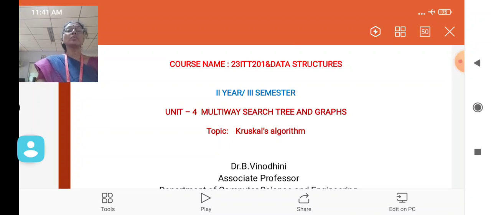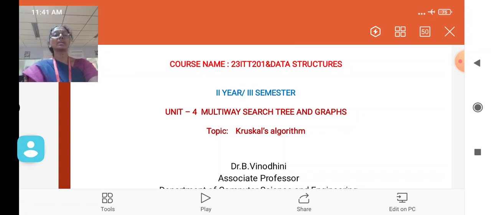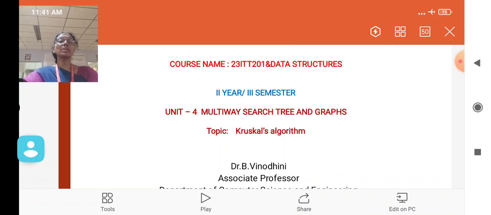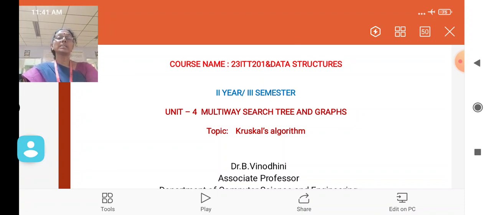In the last video we have seen how to find the minimum spanning tree using Prim's algorithm. In today's video we are seeing how to find the minimum spanning tree using Kruskal's algorithm. Already you know what a minimum spanning tree means: it is a spanning tree whose weight is minimum compared to all other spanning trees.